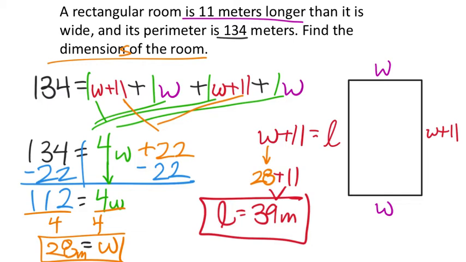Can you check this? Yeah, now there's 2 things we need to check. We have 2 conditions that need to be met here, and that is that the length should be 11 meters longer. Is 39 11 more than 28? Yes, it is. The other condition is that the perimeter should be 134 meters. So 28 plus 39, in fact, I'll just do that in my calculator. 28 plus 39 is 67, plus 28 plus 39. So let me just multiply it by 2, and that's fine. 134. So it does check off for perimeter as well, and now I know that my answers are correct.